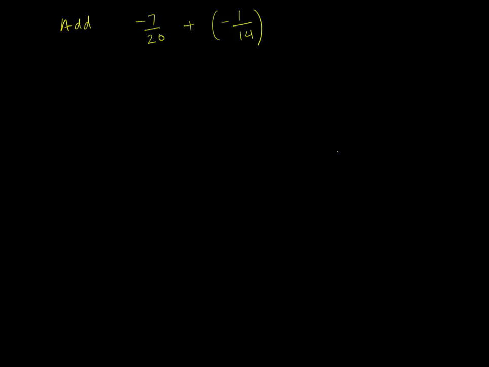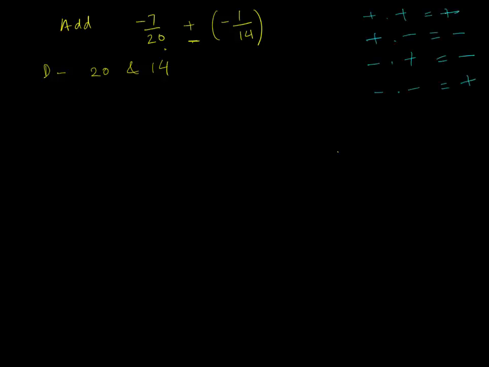In this video we are going to take a look at how to add two fractions with different denominators. In this case the denominators are 20 and 14. The other thing we should note is that we are adding two negative fractions. So let me just review a little bit of what happens when we have signs.